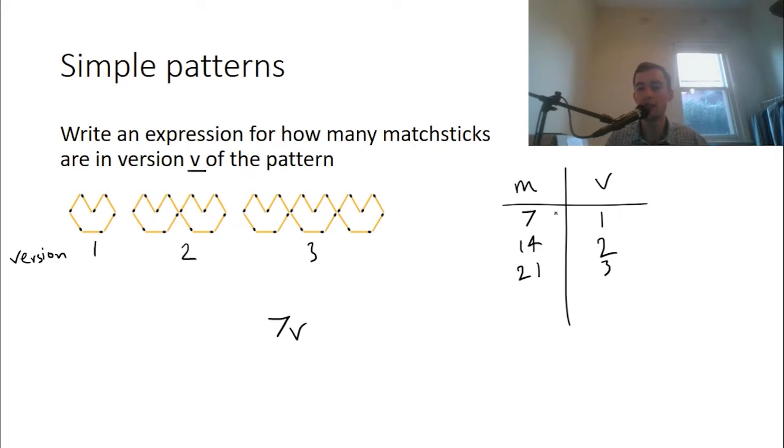And from here, you might be able to see what you should be thinking: what's the connection between these numbers? You should be able to see that really this number is always 7 times this number. M is always 7 times V. So your expression is 7V, and if they asked you to write an equation, you would write M equals 7V. Okay, so some tips: draw a table and look for a pattern between the two variables in your table.